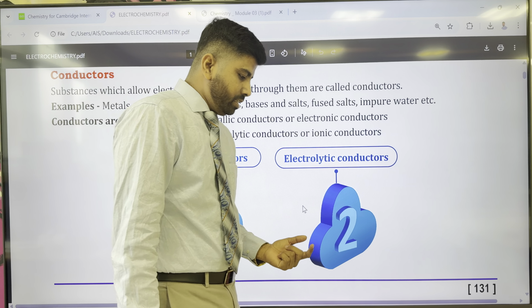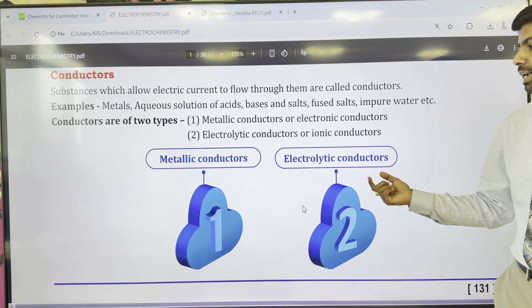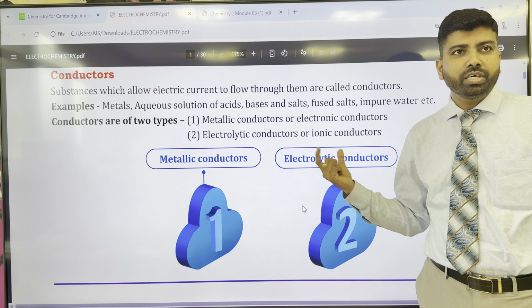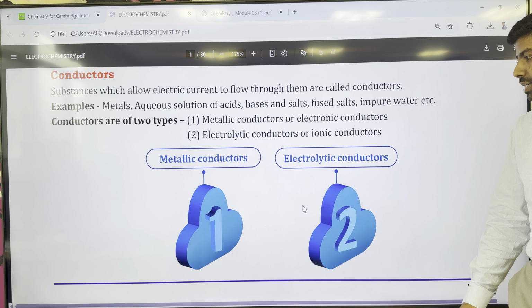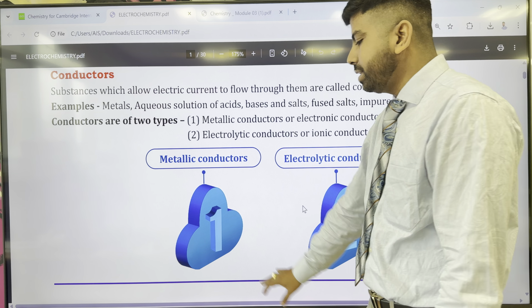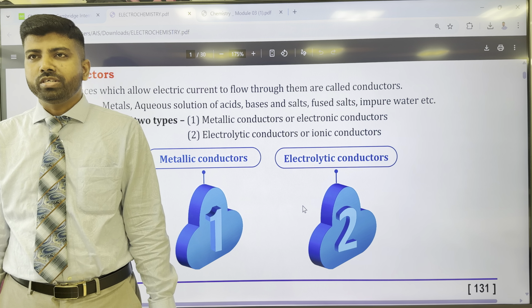And in electrolytic conductors, we take a solution that is called electrolyte. In electrolyte, we will find ions. Here, the charge carriers will be ions in electrolytic conductors, but in metallic conductors, the charge carriers are what? Free electrons. Any questions so far?